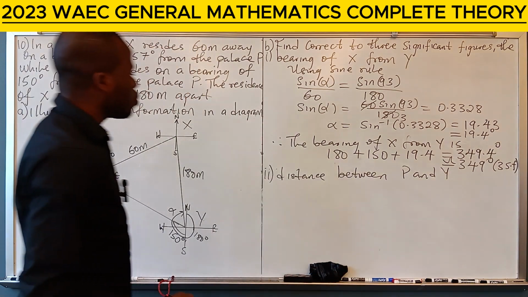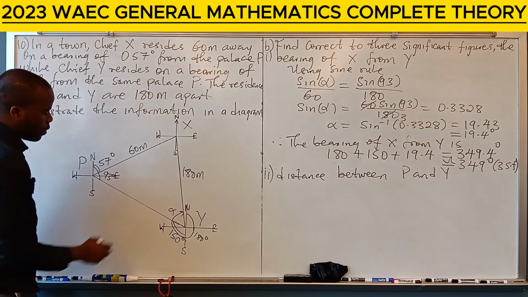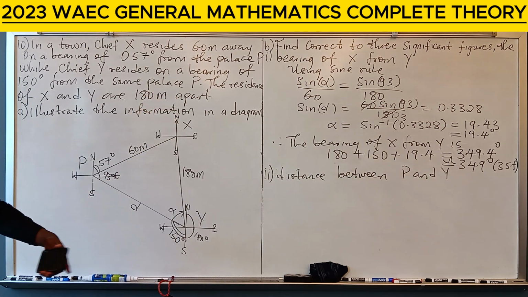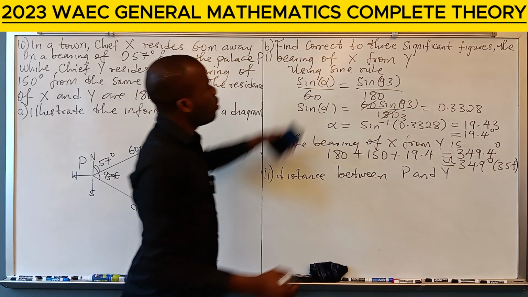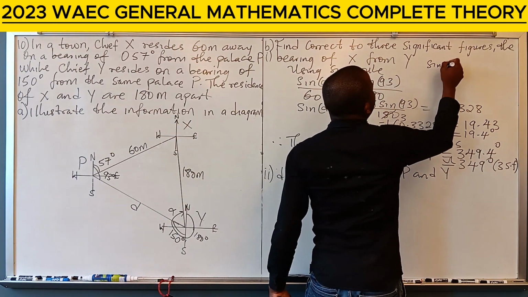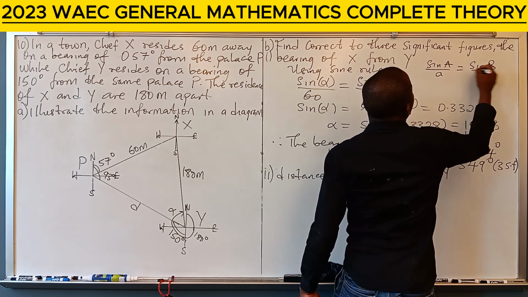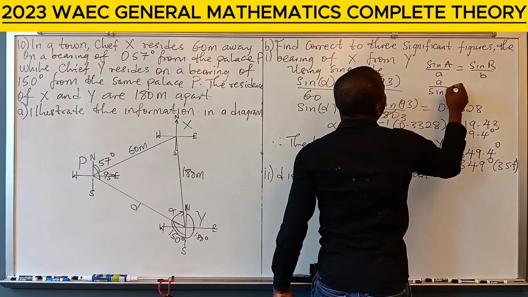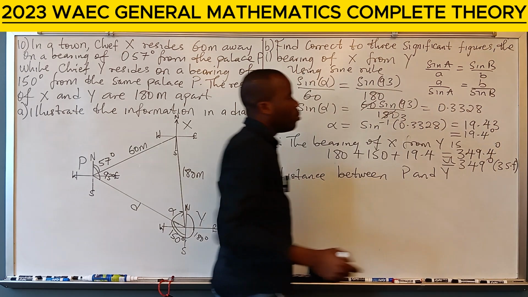The next, we're asked to look for the distance between P and Y. This distance, let's call it D. We also use sine rule again, and we'll use the flip side of sine rule. You know, in sine rule, we can use sine A over A equals sine B over B, or A over sine A equals B over sine B. They are the same. We'll get the same answer.